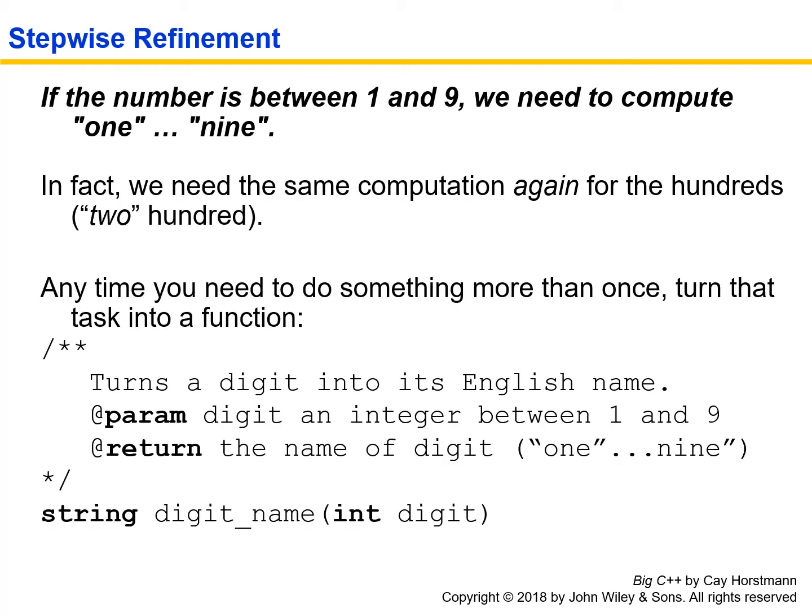Okay, so let's break it down into smaller steps. If the number is between 1 and 9, then we just need to do some sort of a lookup, if-elses or switch case, to generate the words 1 through 9. And in fact, we're going to do the same thing again for the hundreds because we just say 100, 200, 300, etc. Anytime you need to do something more than once, it's a good idea to turn that task into its own function. So we'll create a function called digit name that takes a single digit as a parameter and returns the name of that digit.